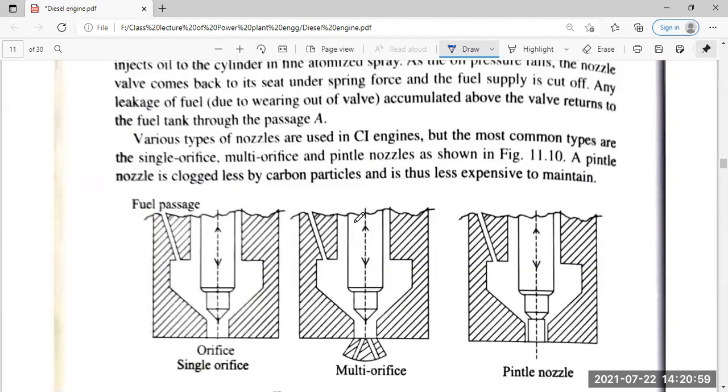Various types of nozzles are used in CI engines, but the most common types are single orifice, multi-orifice, and twin orifice as shown here. Single orifice has only one opening. There is a multiple one, with 1, 2 shown here. There are other fuel passages outside. And the spindle nozzle is shown here. Its flow is less blocked by carbon particles and thus there is less access to metal.